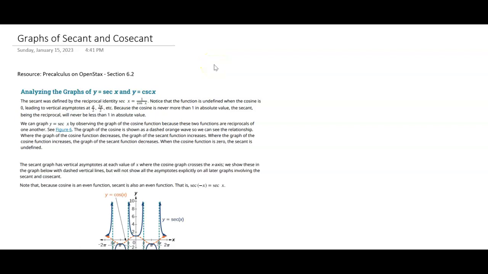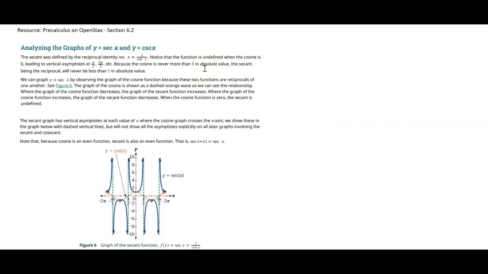Let's look at the graphs of secant and cosecant. First, looking at the graph of secant, remember that the reciprocal identity tells us that secant is equal to 1 over cosine. Therefore, when cosine is 0, secant will be undefined or will lead to vertical asymptotes at those zeros of cosine. So if you notice here in the graph, we have the cosine graph here in orange, and at the zeros of the cosine graph, we end up having vertical asymptotes for our secant graph.